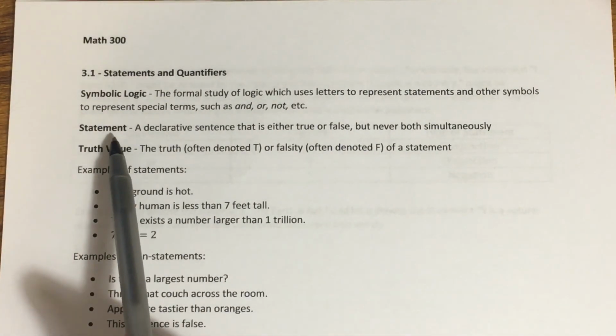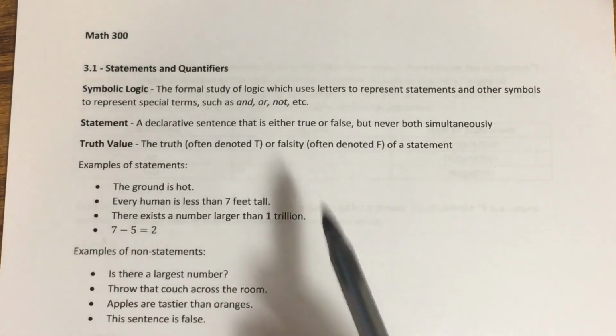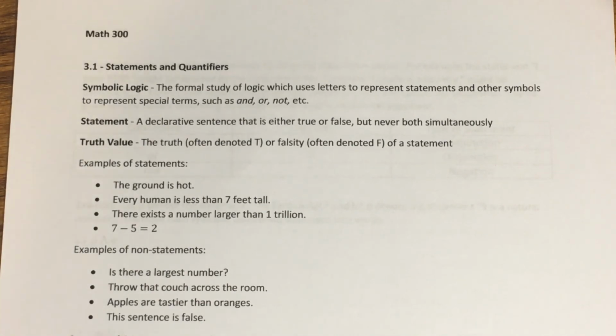What we need to define next is a statement. A statement is a declarative sentence that is either true or false, but never both simultaneously. It's extremely important to understand this idea of what a statement is. It's something that can always be determined as either true or false, or even if you can't determine whether it's true or false, it is necessarily by definition something that is true or false, and it's impossible for it to be both.